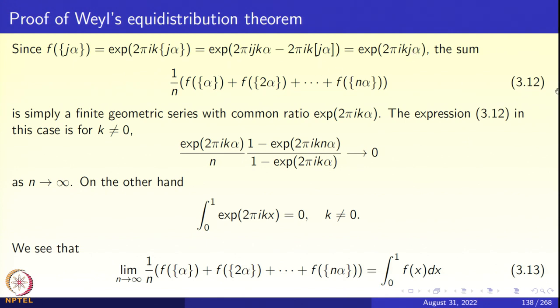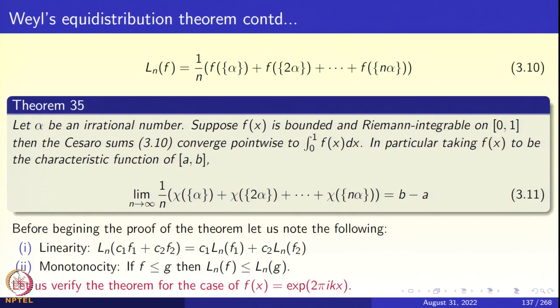The sum that we are trying to compute is simply 3.12. It is 1 upon n times f of {alpha} plus f of {2 alpha} plus dot dot dot plus f of {n alpha}, which is simply a finite geometric series. You simply get it from here. When you put this value over here, you get a finite geometric series, and the finite geometric series can immediately be summed, and this is the sum of this finite geometric series, with the 1 upon n factor thrown in. And it is very clear that if k is not equal to 0, it is immediate that this goes to 0.